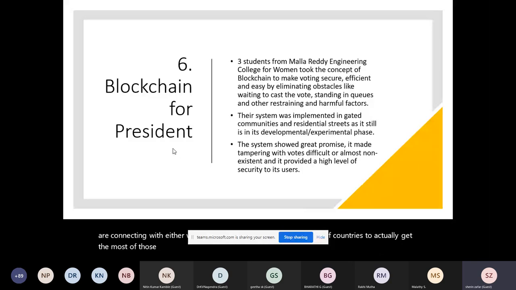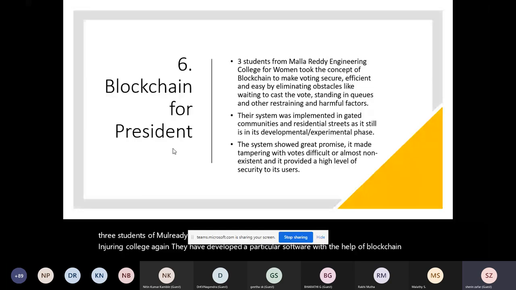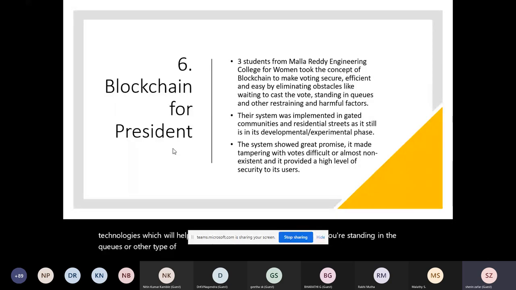And for the voting system, that is for electing the president, three students of Malla Reddy Engineering College have developed a particular software with the help of blockchain technologies, which will help in reducing the obstacles of voting, like standing in queues or other types of issues. So this is again in the growing phase. Maybe sometime it will be utilized by our own government when we cast our votes. It will be very, very helpful for reducing the issues that come during voting in any country.